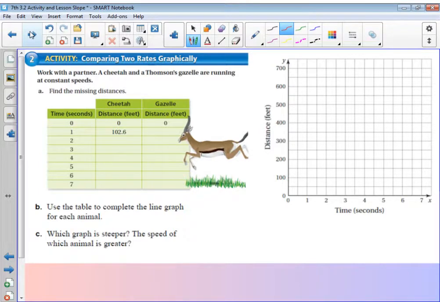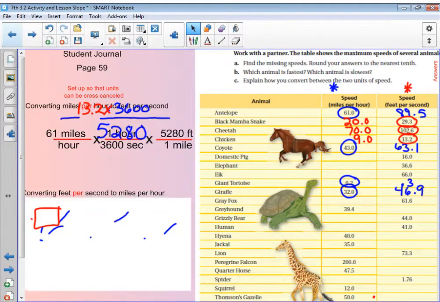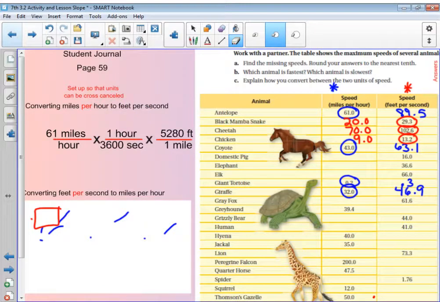When I go through to do this, my cheetah, if I look back at my chart, I believe I had the cheetah done. So I'm going to have to do the Thompson gazelle, and that one's sitting clear down here. So I'm going to go through really quick and do my Thompson gazelle also. I have to shift back to my other conversion. So I'm going to slide this down. My other conversion for the Thompson gazelle, because they gave me 50 miles per hour. So this was a 50.